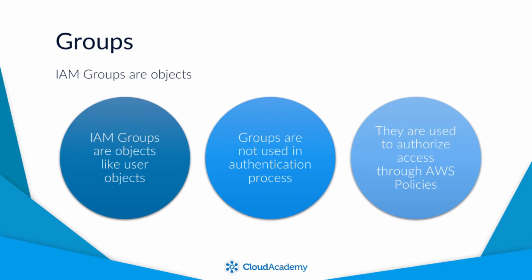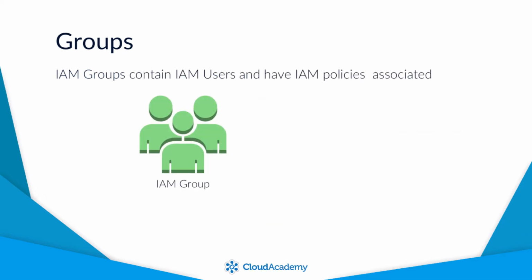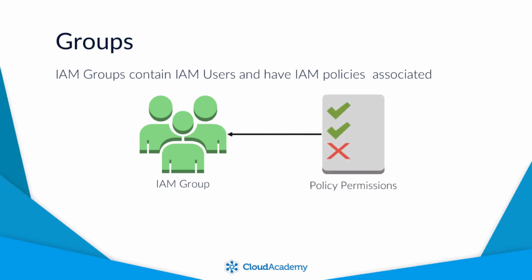IAM groups are objects much like user objects, however they are not used in any authentication process. However, they are used to authorize access to AWS resources through the use of AWS policies. IAM groups contain IAM users, and these groups will have IAM policies associated that will allow or explicitly deny access to AWS resources. These policies are either AWS managed policies that can be selected from within IAM, or customer managed policies that are created by you, the customer. More information on IAM policies will be discussed in a lecture devoted to this element.